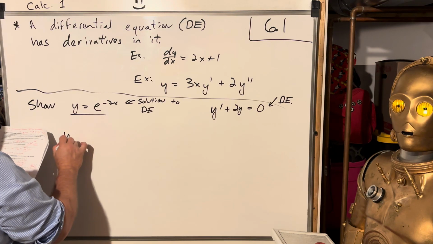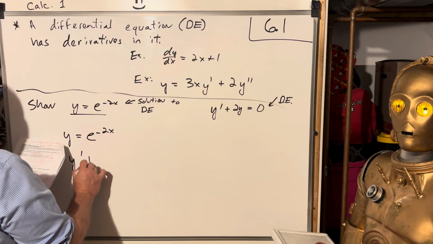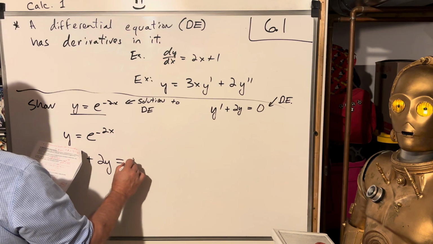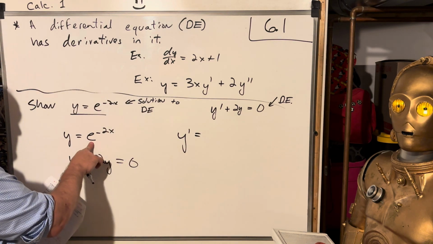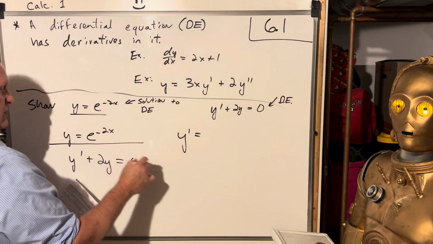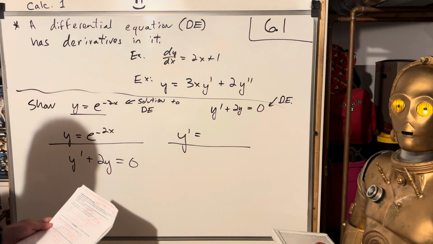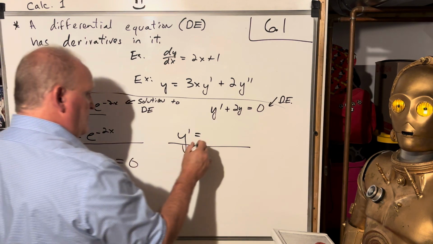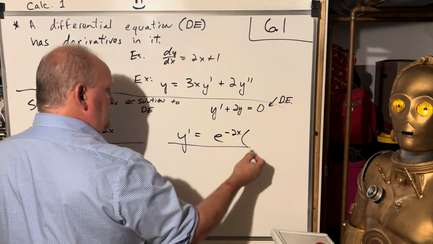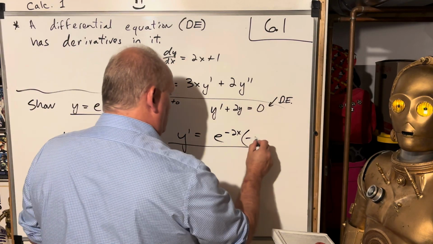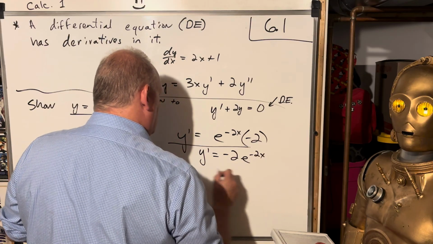So y is equal to e to the negative 2x. Does y prime plus 2y equal 0? Let's do y prime first. When you take the derivative, remember how e to the x works: the derivative is itself, times the derivative of the power. So we get e to the negative 2x, times the derivative of the power, which is negative 2. So y prime is negative 2e to the negative 2x.